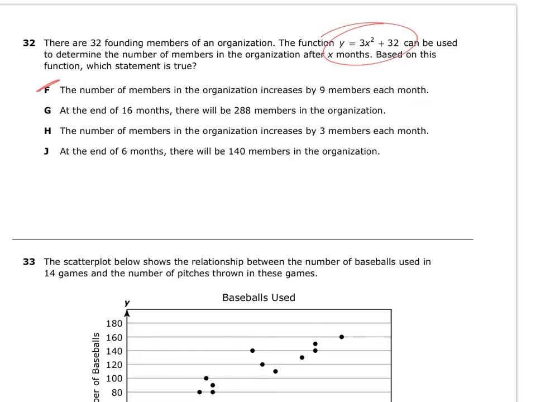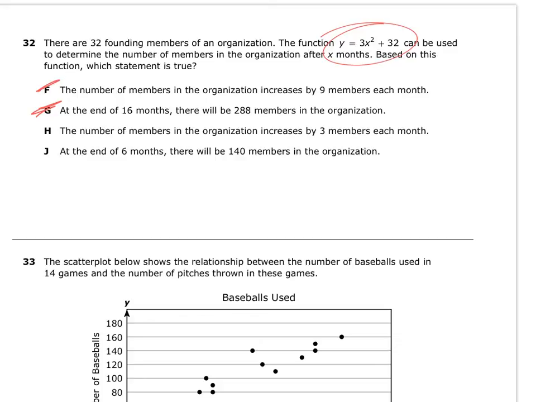Okay? Now, G says at the end of 16 months, there will be 288 members. Well, I'm going to trace a 16. And I get 800. Okay, so G is not going to be our answer because it's saying there will be 288.